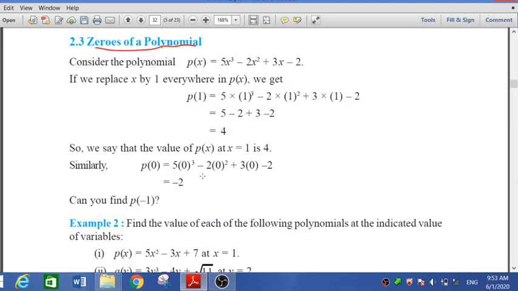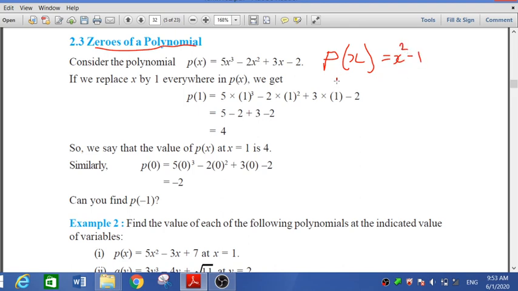Friend, today I want to explain zeros of polynomial. Zeros of polynomial means that if you put a value of x and you get the answer 0. Let me explain with an example: if p of x is given as x square minus 1.